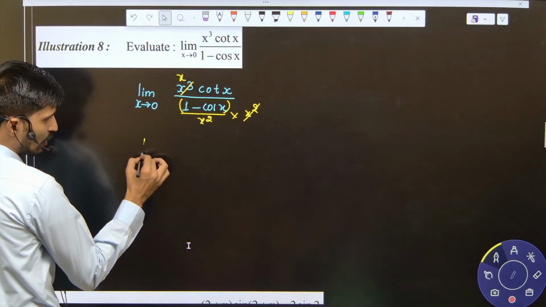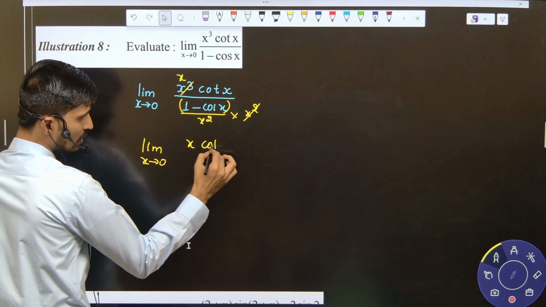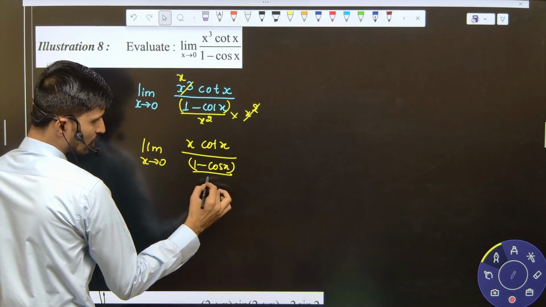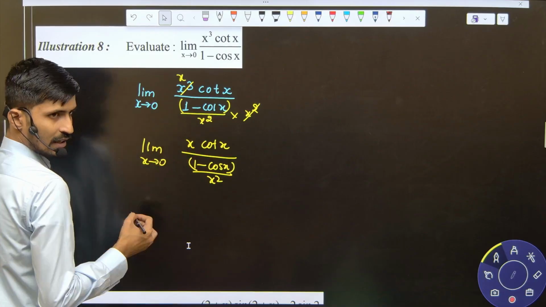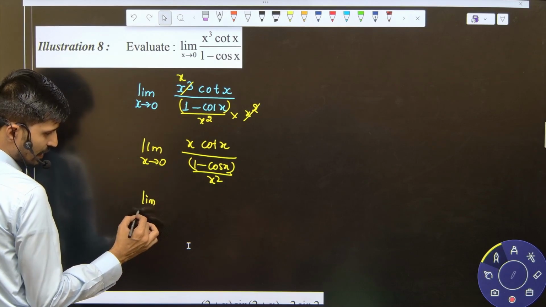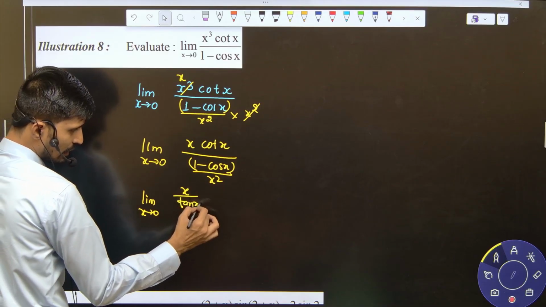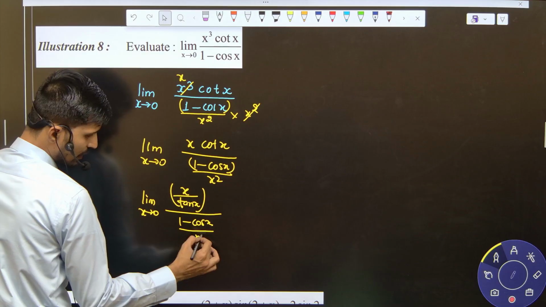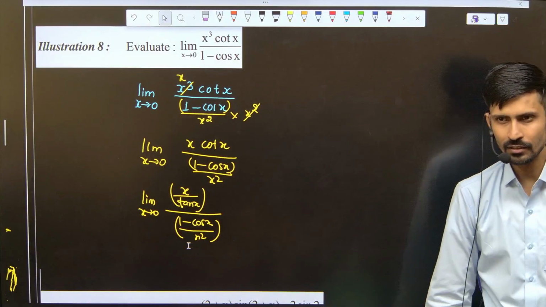Yes, na? It means now our question is changing to limit x tends to 0, x cot x upon 1 minus cos x upon x square. What can we write cot x as? 1 by tan x. So the next step, we can change the limit x tends to 0, x by tan x upon 1 minus cos x by x square. Now say this x by tan x. You know na, tan x by x is 1.